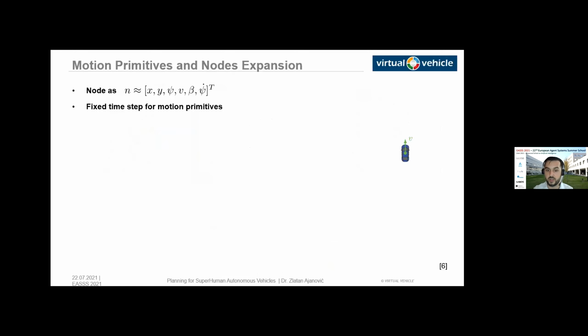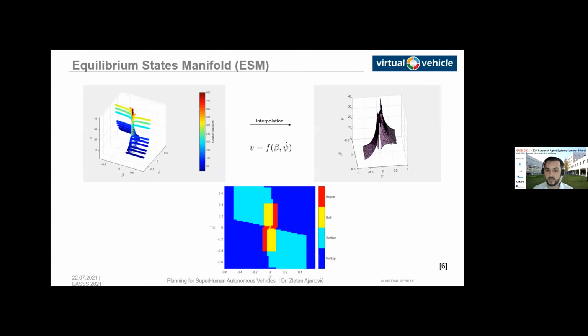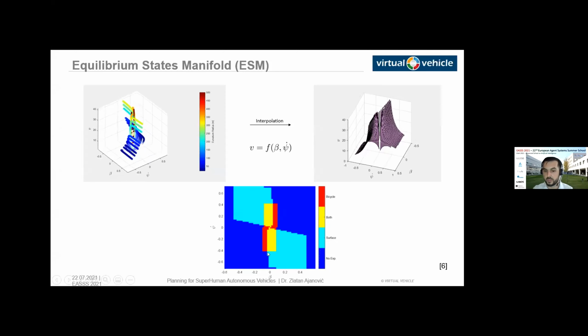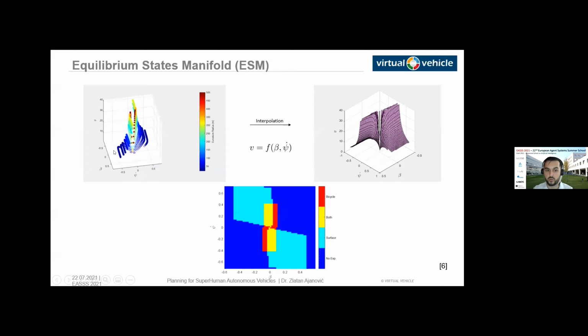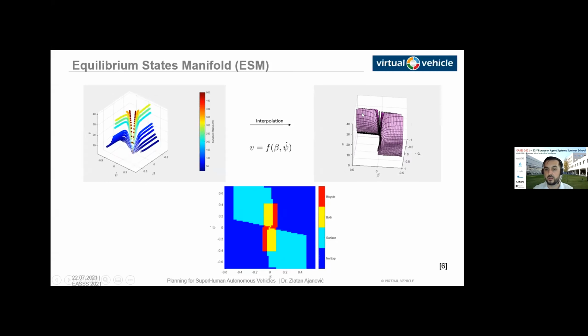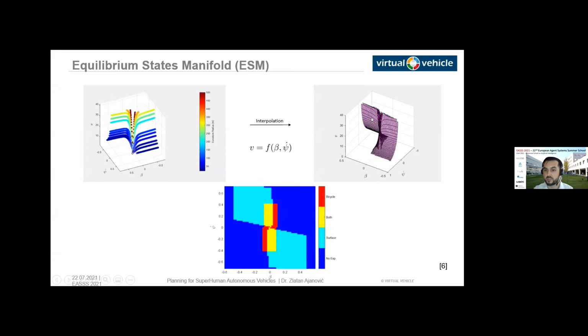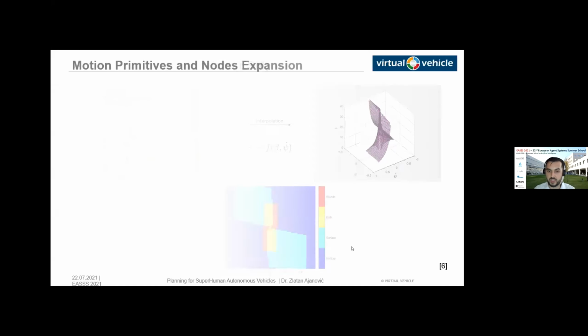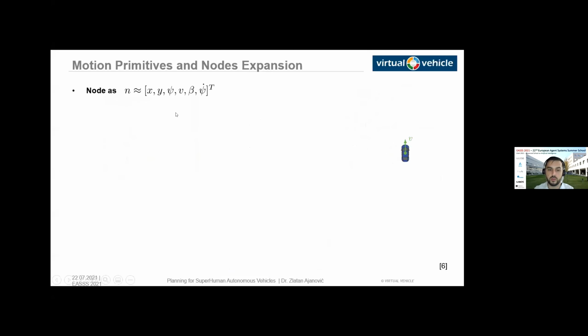This is very much because of bridging between these two, and also using many different states. In other approaches, they would manually use some of these states and not the full equilibrium state manifold. What we do is the same as before. We are iteratively building graphs, and our graph consists of nodes, and a node is now, as you see here, 6-dimensional.